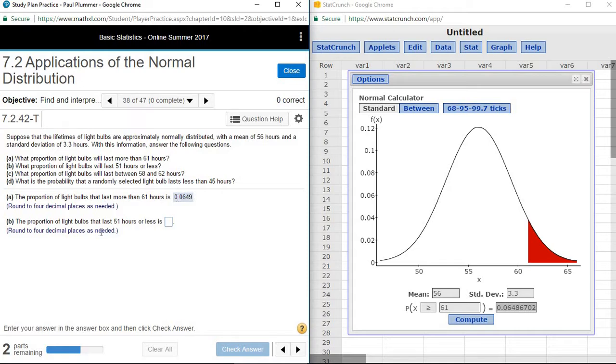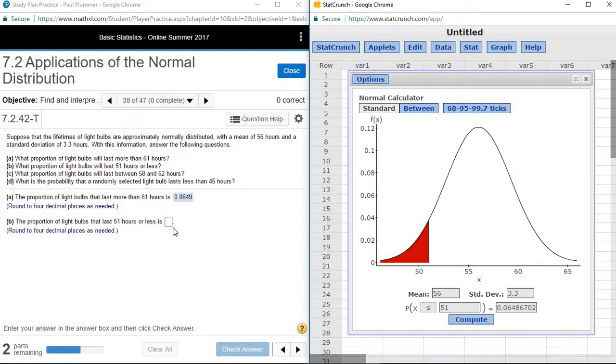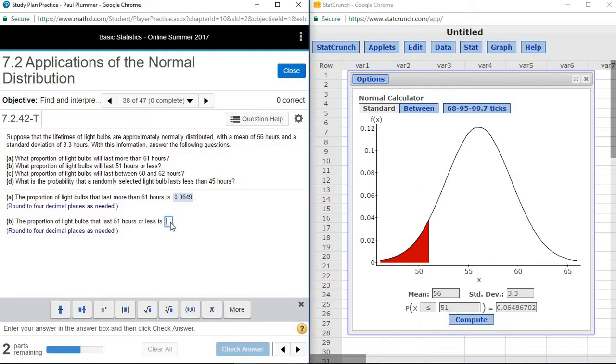The next question asks for the proportion of light bulbs that last 51 hours or less. So I change the 61 to 51, and then because it's less, I need to switch the inequality. And so the answer there happens to be the same, 0.0649.